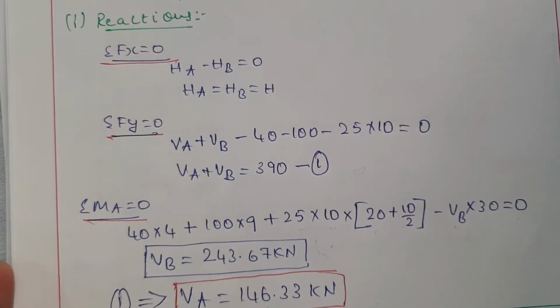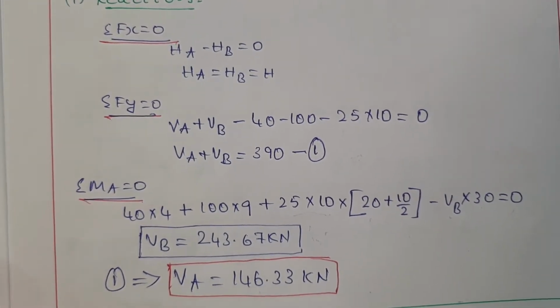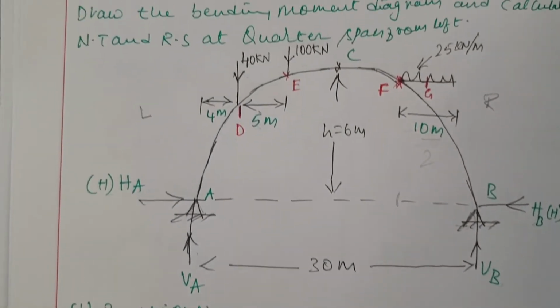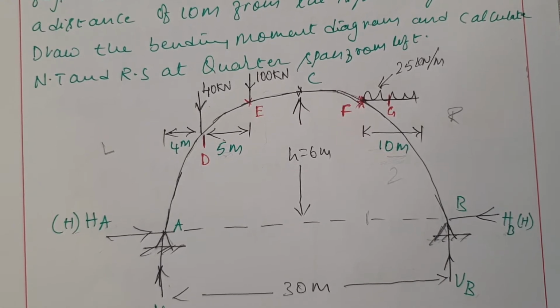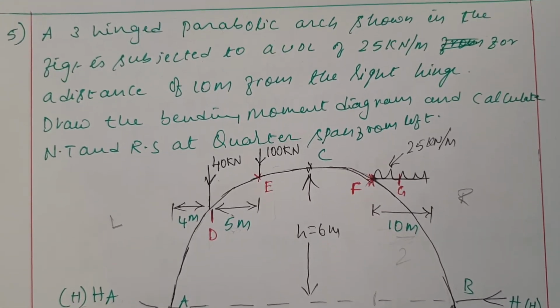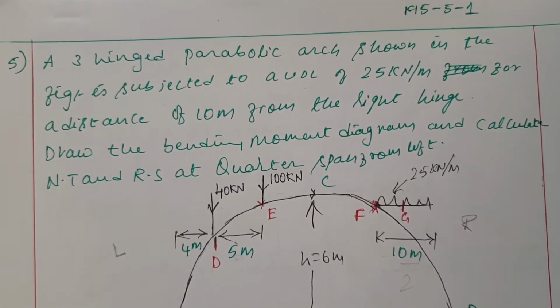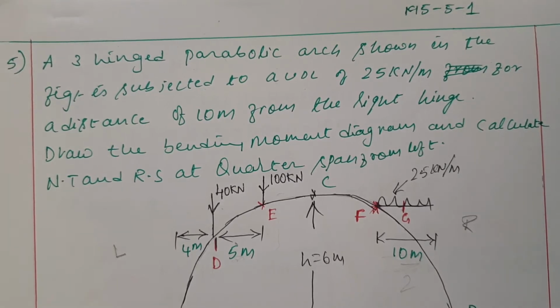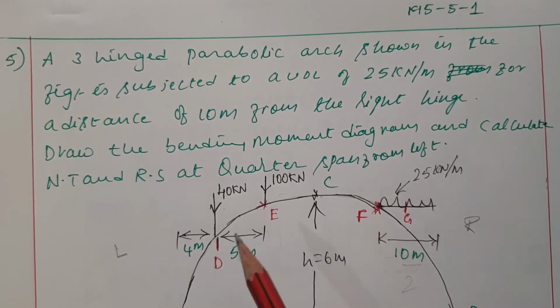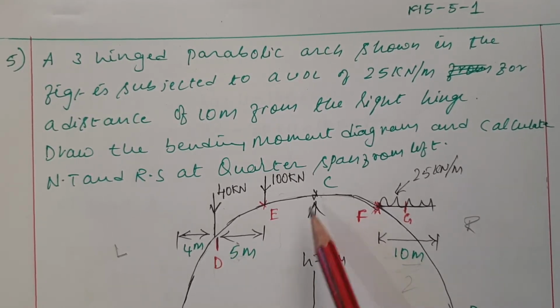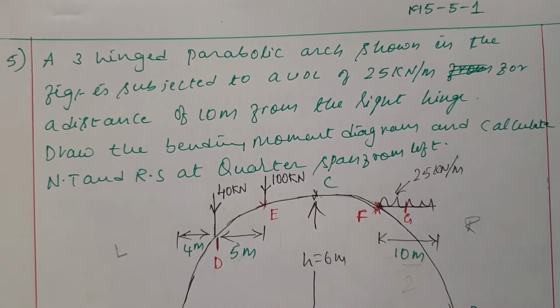After finding VA and VB, the next step is to find out the horizontal thrust. You have to remember this figure. Anyway, I will show this one whenever needed. So next step is to find out the horizontal thrust H. For that I am considering moment at C equal to 0 for the left hand side. Then you will get 1, 2 forces.